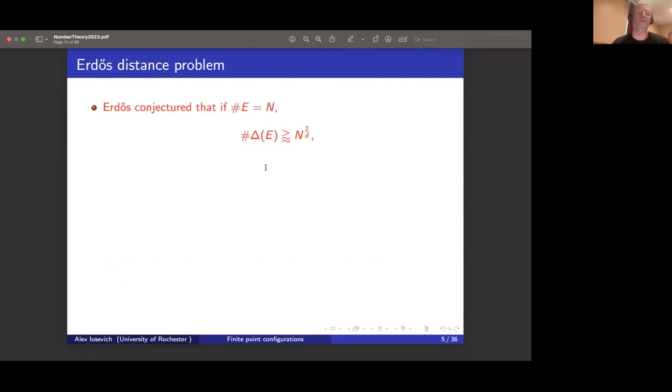Okay, and this is indeed what Erdos conjectured. He conjectured that if the size of E is N, then the size of the distance set is bounded from below by roughly N to the 2 over d, where one squiggle means that we are ignoring constants, and two squiggles means that we are ignoring logarithms. Okay? And we just saw exactly where the exponent 2 over d comes from.